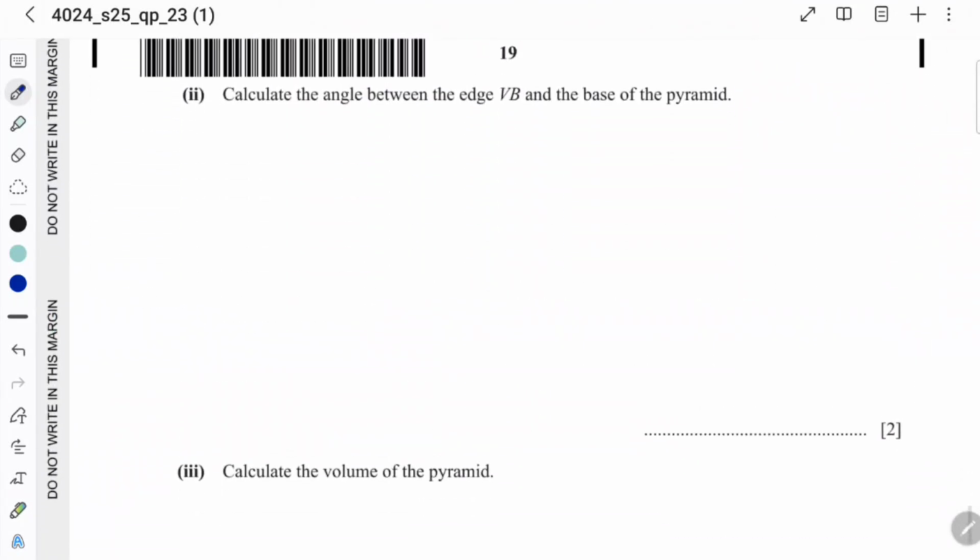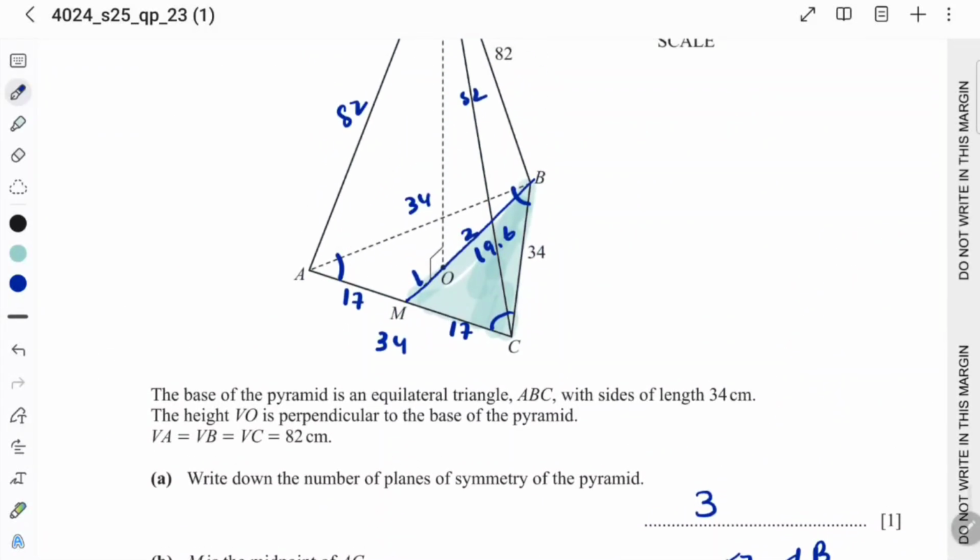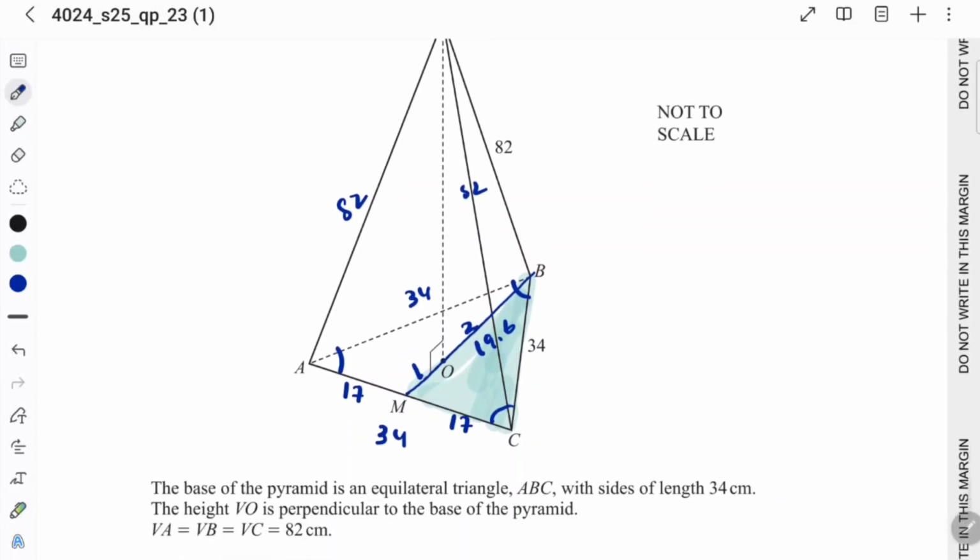Alright, move to the next one. Calculate the angle between VB and the base of the pyramid. VB and the base of the pyramid means they are asking you to calculate this angle.